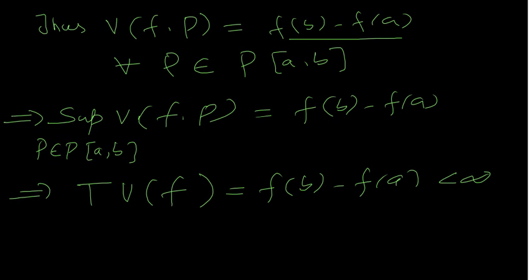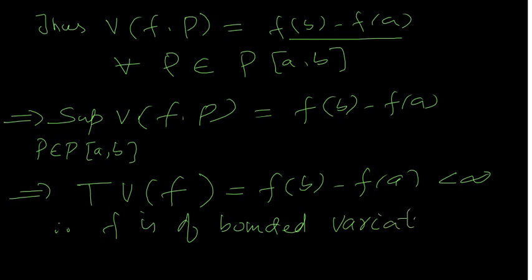Okay, first you apply the supremum, you will see what number will come out, whether this number is finite or infinite. If it is finite, write it's less than infinity. If it is infinite, then the function is not of bounded variation. So therefore this f, which is monotonic increasing, is of bounded variation. Okay, this function is a bounded variation function.